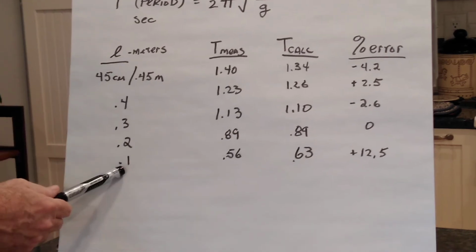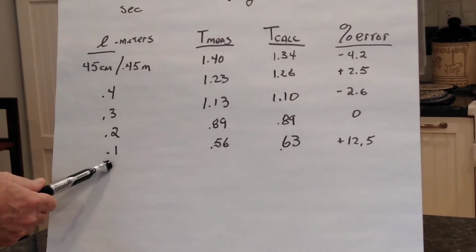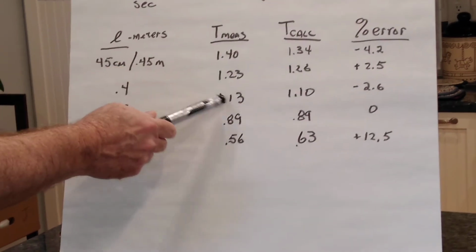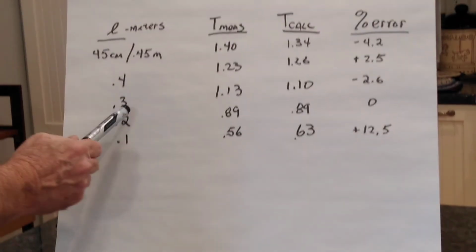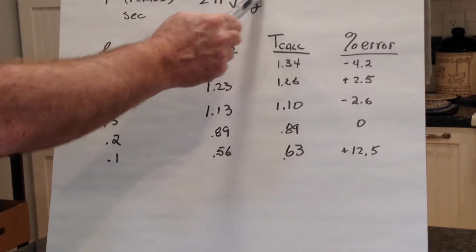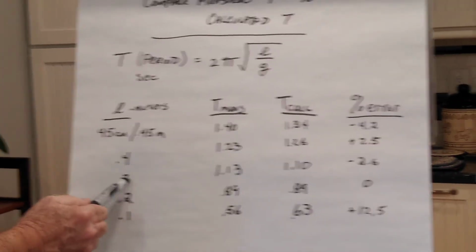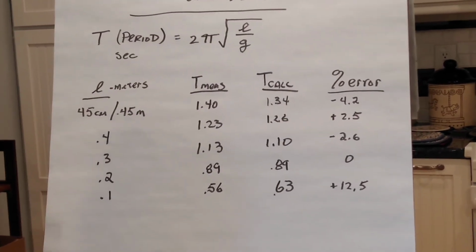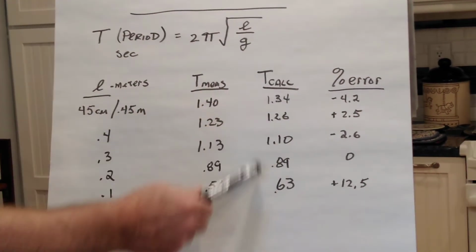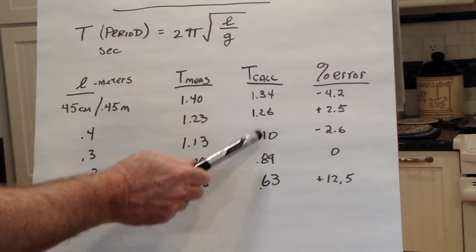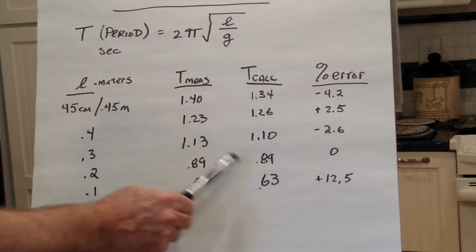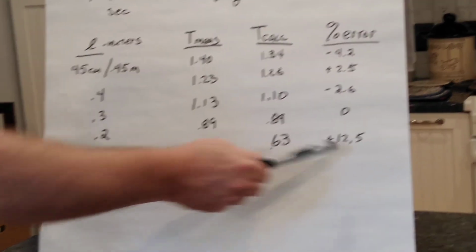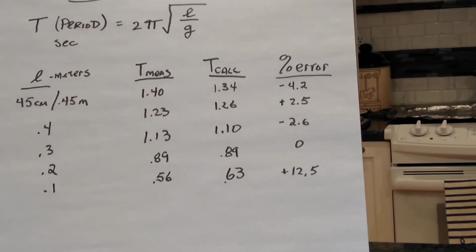The arm length is in this column. We came up with a time measurement, a period measurement in this column. And then we put this arm length into here, this L, 0.4, 0.3, 0.2, 0.1, G, 9.8 meters per second squared. And we calculated the period. And the calculated period, as you can see, is very close to our measured period. We have a very small error, a little bit more at the shorter arm length.